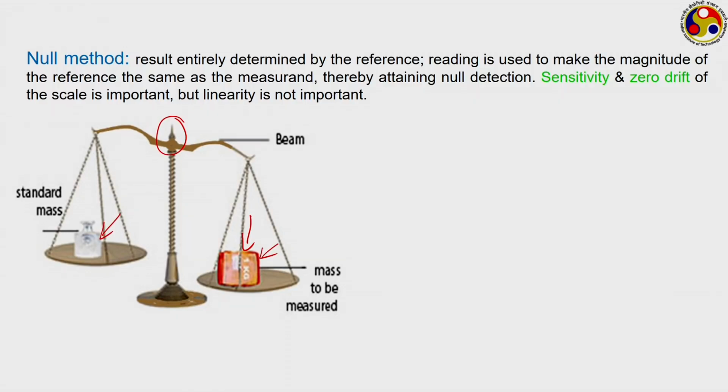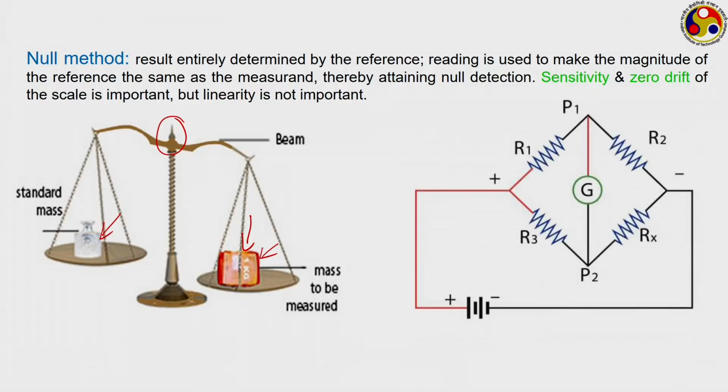Null is probably the most common kind of measurement. Not only this one, another very common example is the Wheatstone bridge. You all know about the principle. Like here we have 4 resistances, one of them is unknown, this one may be the unknown one, the other 3 are known values. So, we keep on changing or adjusting their values till we get a 0 reading from this galvanometer. So, we negated the effect of this particular resistance, and accordingly we get a measurement from this.